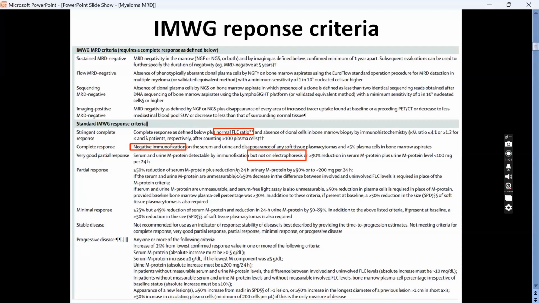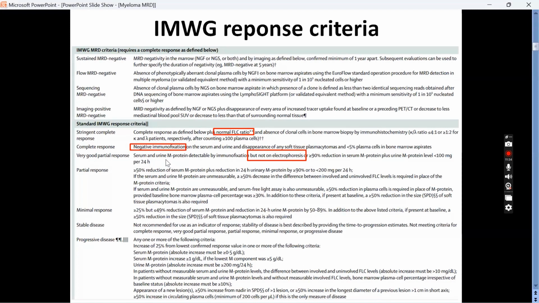And 24-hour urine M protein reduced by greater than 90%, or less than 200 milligram per 24 hours. So very good partial response is where your M protein disappears, or where there is a greater than 90% reduction in serum M protein. Now electrophoresis is not that helpful.